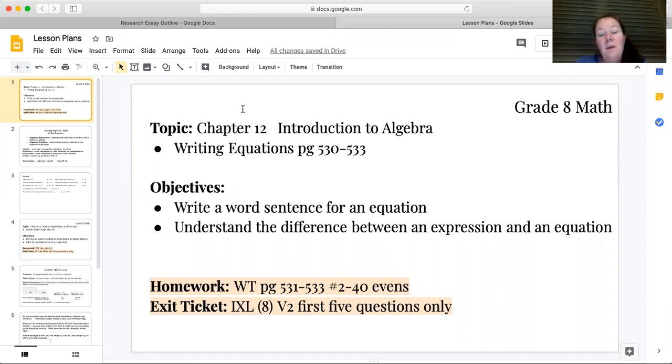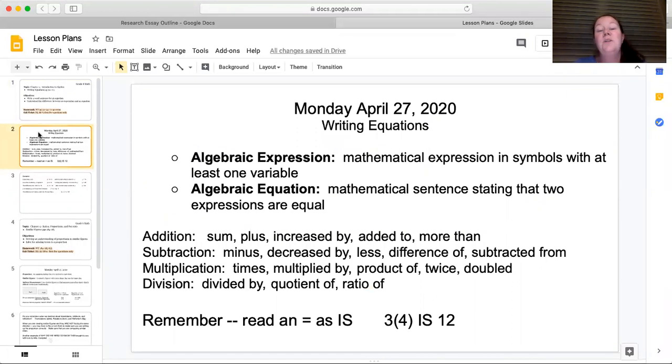Today's homework will be found on pages 531 through 533, numbers 2 through 40 evens, and your exit ticket for today can be found at V2, and remember just to do the first 5 questions only. All right, here's where you're going to start taking notes.